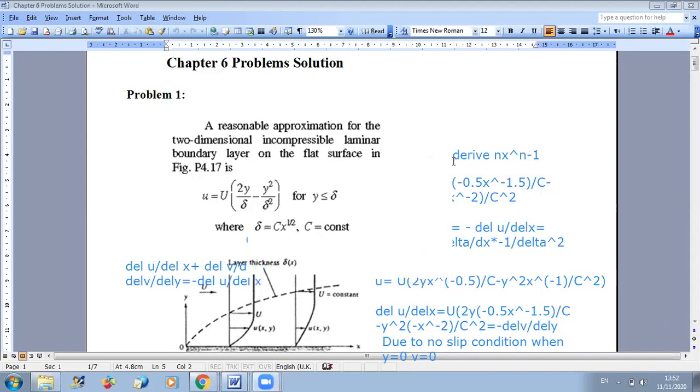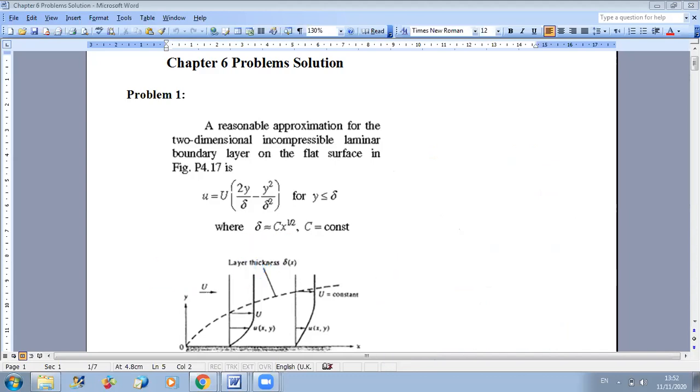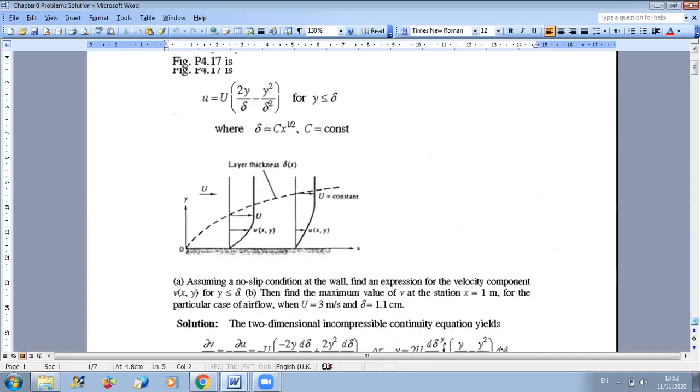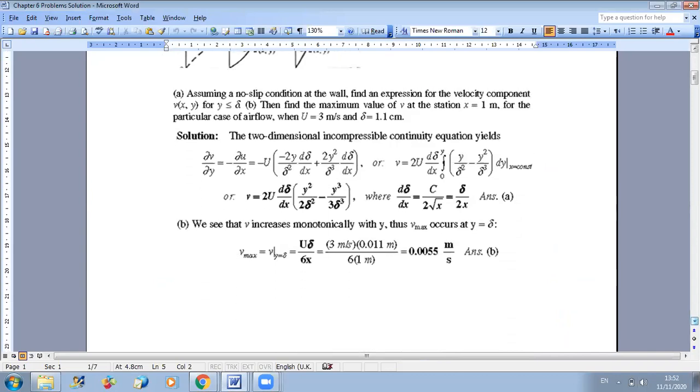Okay, so after doing this, the next step they told us: find the maximum value of v for x equal to 1 meter. Okay, so here they did the other method I was doing for you. It seems complex, but in reality this method they did will give you the final form much simpler.